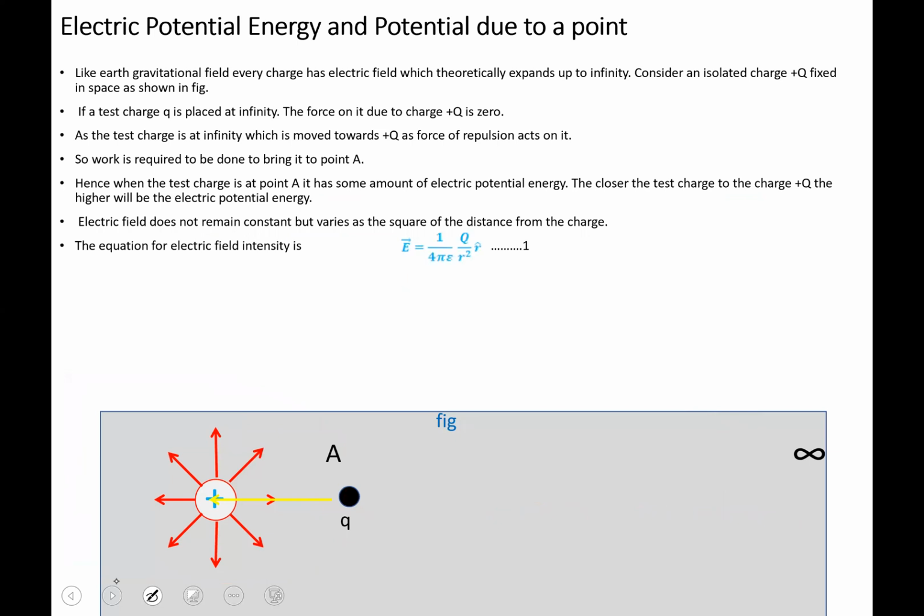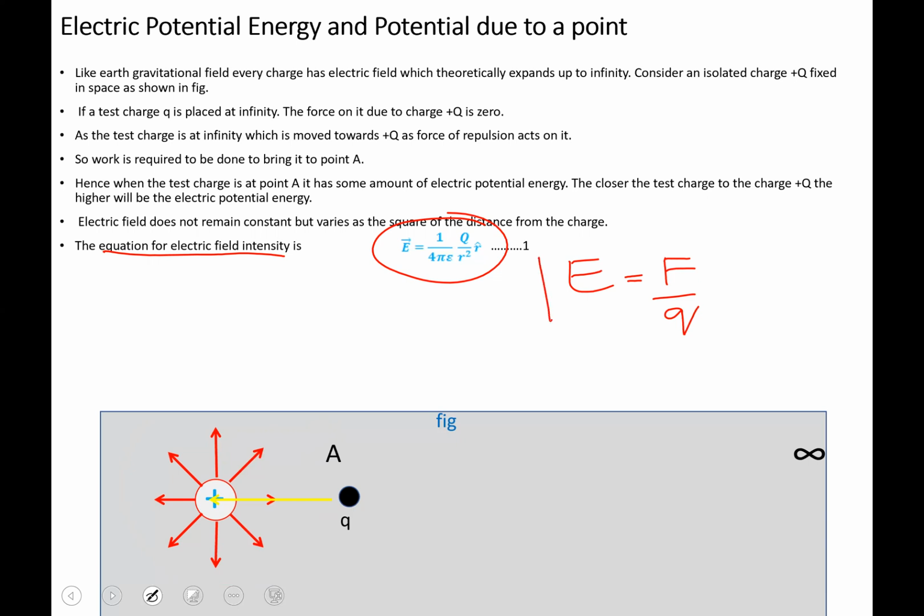Now, this is the formula for the electric field. The equation for the electric field is given as E equals 1 over 4 pi epsilon naught, Q over r squared, times the unit vector r. Now, how do we get this formula? If we remember the definition of electric field, electric field intensity is equal to force per unit charge.